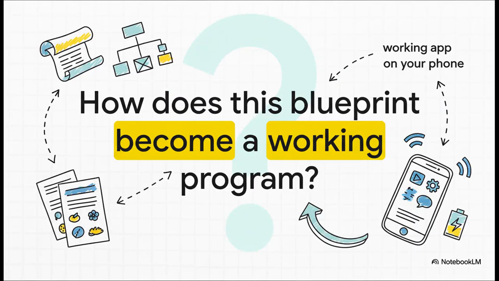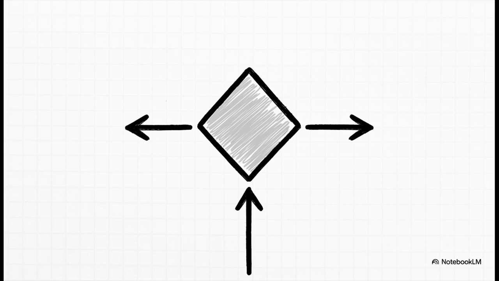Okay, so we've got our text recipe and we have our visual blueprint. They're awesome for planning. But how in the world does a drawing on a page actually become a working app on your phone? Let's see how this blueprint becomes real code.